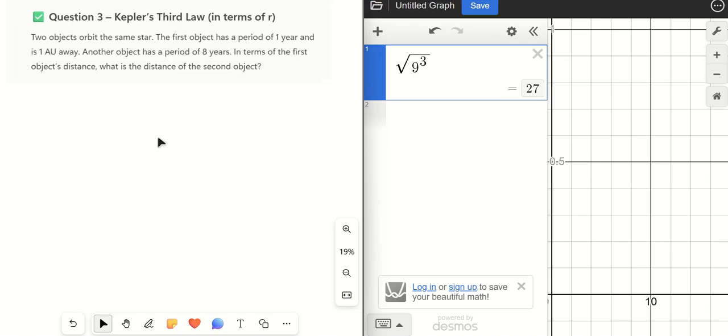All right, so the next question is another Kepler's third law question. This time it's telling us that it wants us to give our answer in terms of radius. So 2 objects orbit the same star. That's great. It tells us that they are going to share the same Kepler's constant. The first object has a period of 1 year and is 1 astronomical unit away. The other object has a period of 8 years, and it's telling us in terms of the first object's distance, what is the distance of the second object?